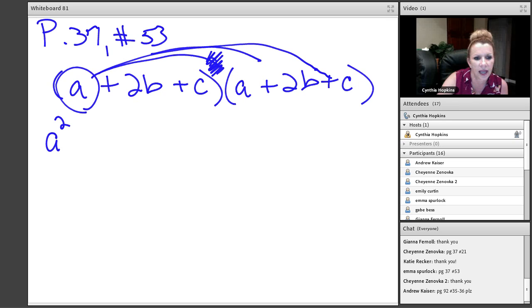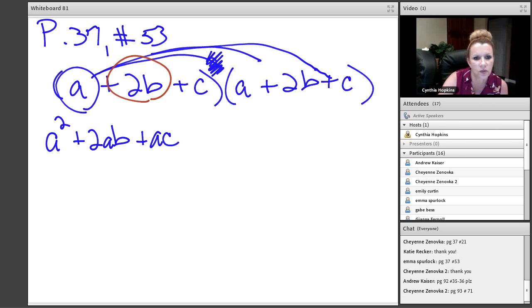Okay, so I get a squared. Next, I get plus 2ab. Notice I just did that in alphabetical order, plus ac. So that's my first multiplication or distributive property. I'm going to do this in different colors so you can see what's what. Okay, next I take my plus 2b. I'm going to distribute to the first, to the second, to the third term.